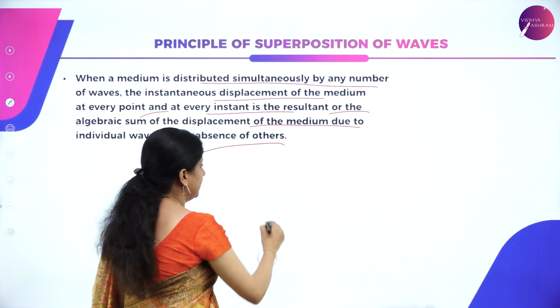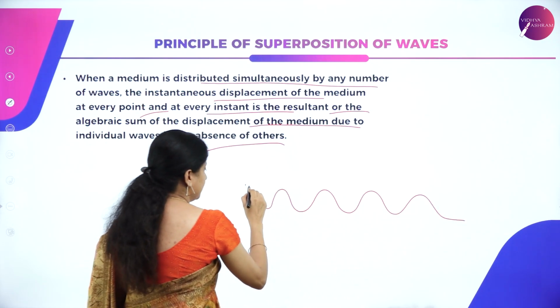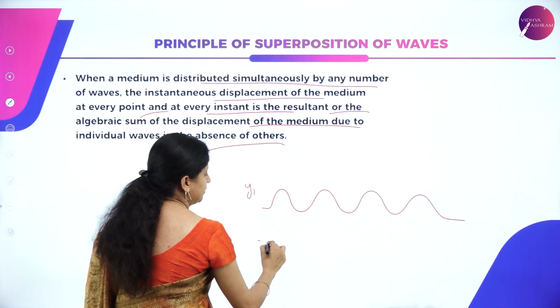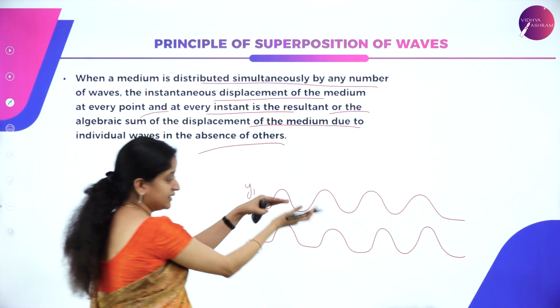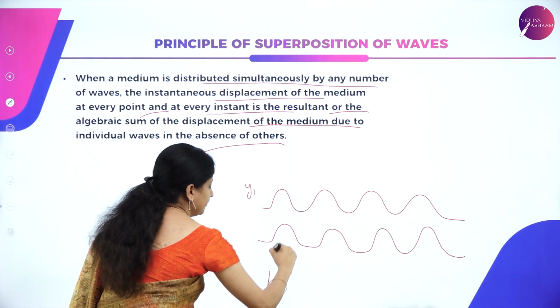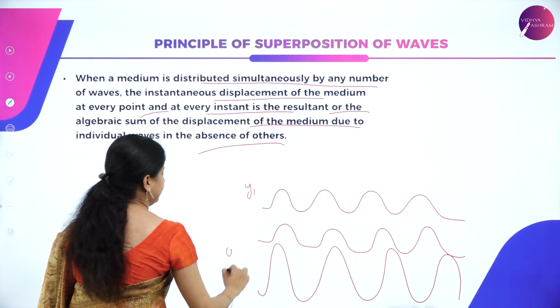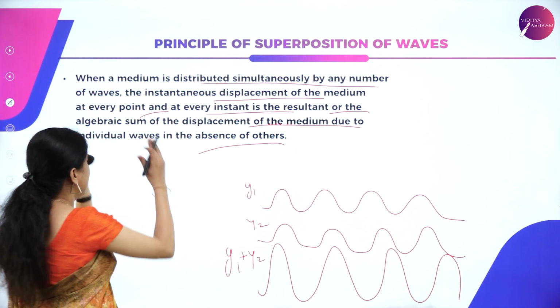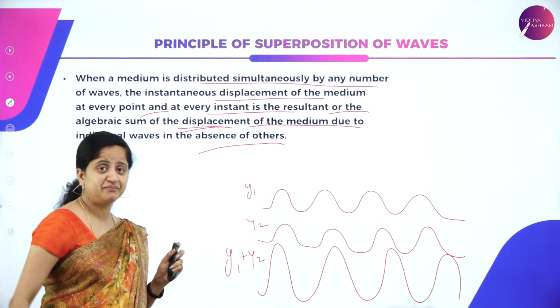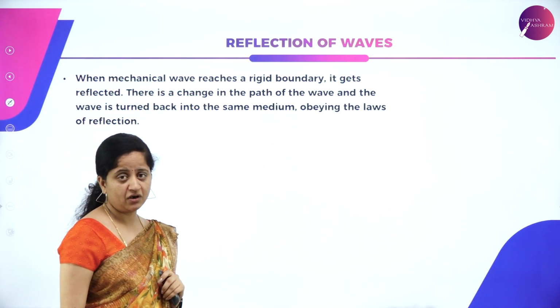Which means if a wave is traveling in a medium with a displacement y1 and it gets superposed with another traveling wave, then when they merge, the amplitude of the resultant wave will be more. That is nothing but the addition of the displacements of the two waves. The algebraic sum of the displacements of the medium due to individual waves is called superposition of waves.